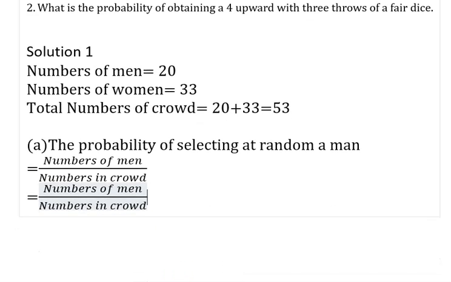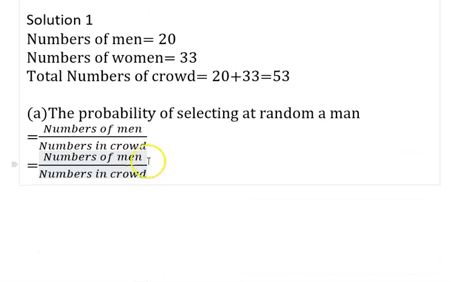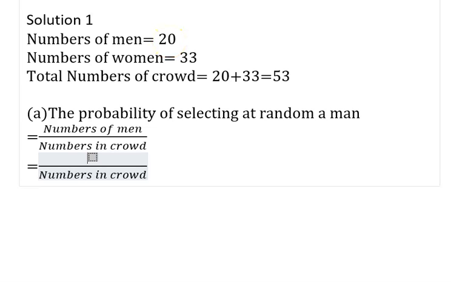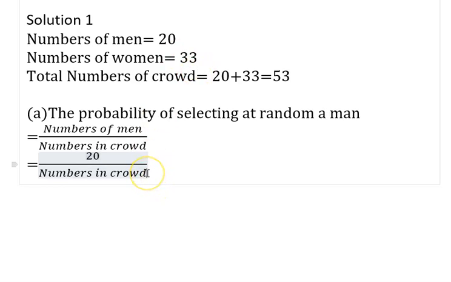What is the total number of men? We've been able to iron that out. There are 20. We have 20 men, because we have to look for the probability of selecting at random a man. So we have 20 men. Total number in the crowd, we have how many of them? 53.